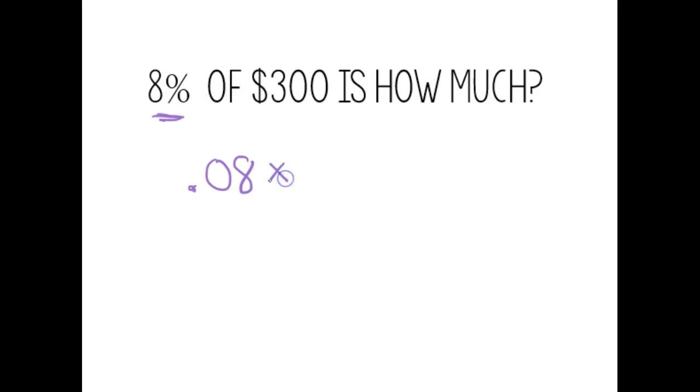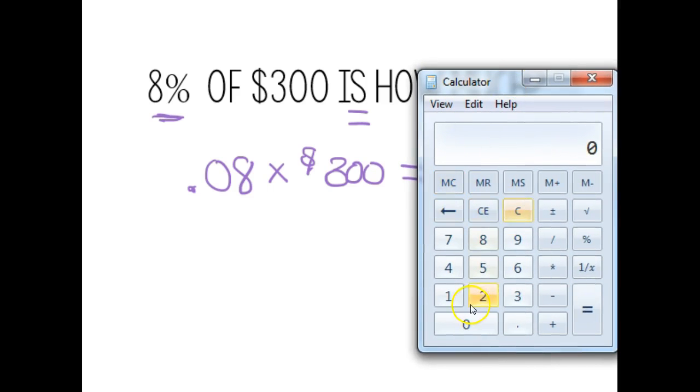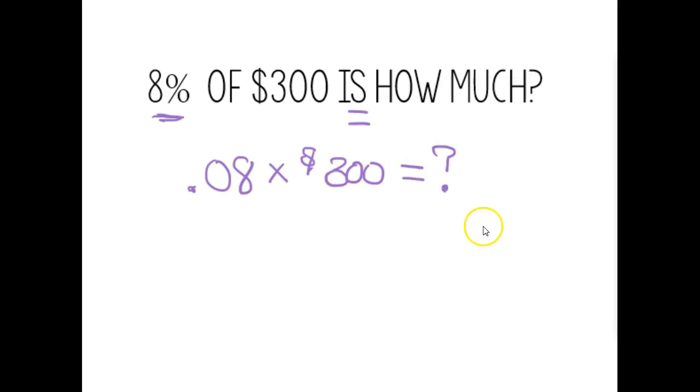Of, again, means multiply by. We have our $300. Is means equal to. Equal to how much? Once we've written out our expression, all we need to do is to calculate it. Clear off my last problem. 0.08 times 300 gives us 24. So our answer here is $24.